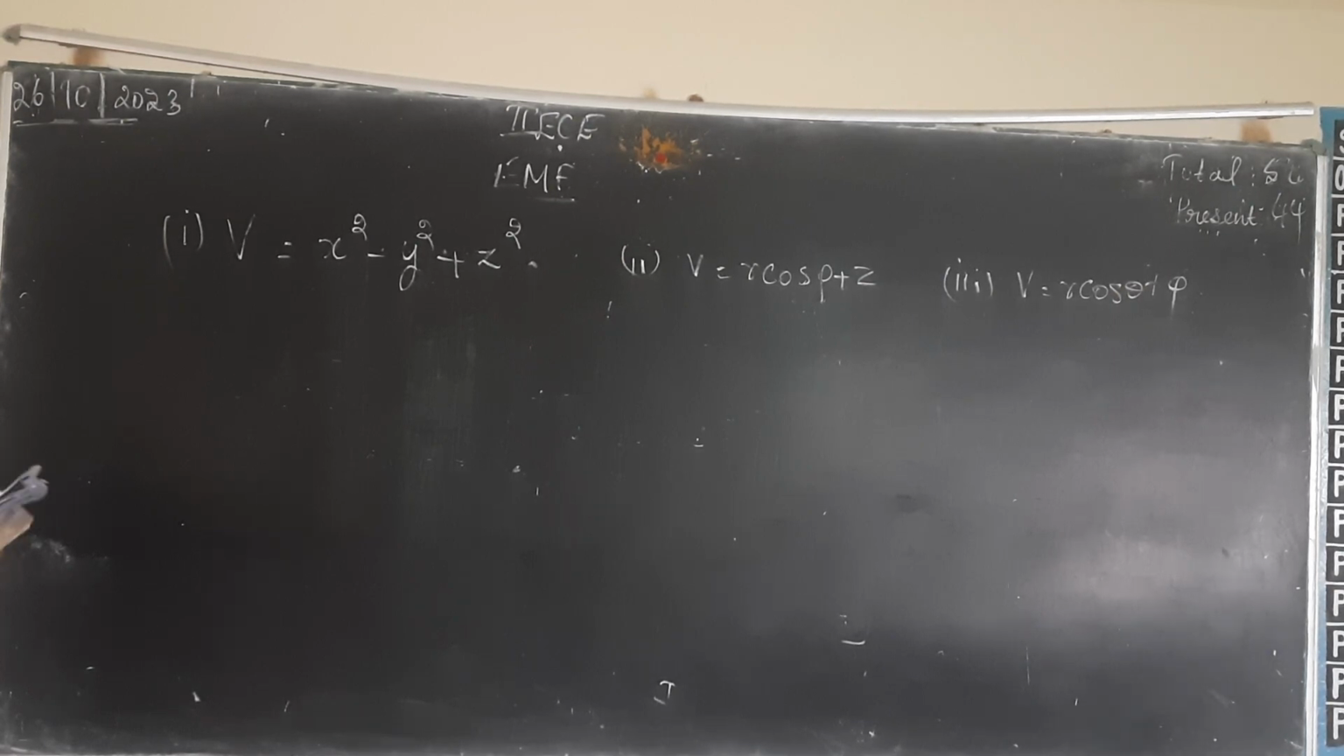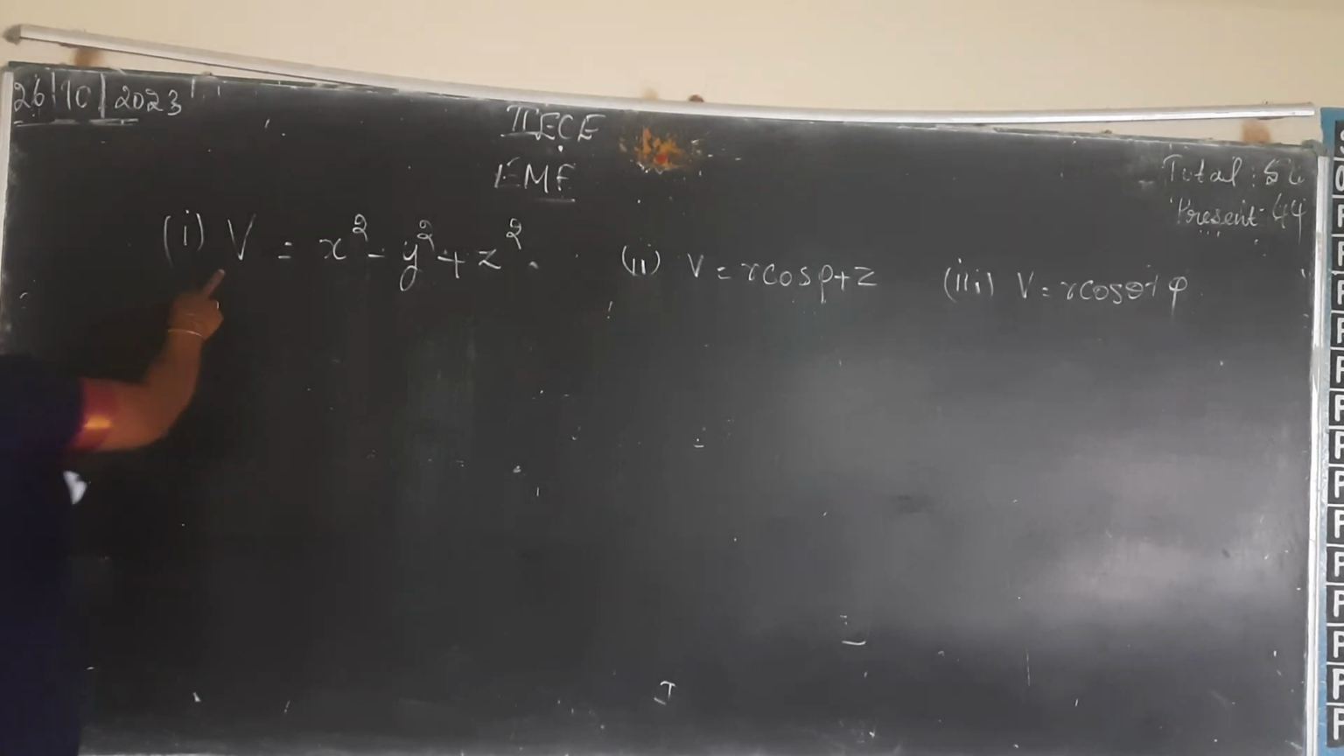We have to check whether it is satisfying Laplace equation. What I have to do is find del square V, and check whether it is equal to 0. If it is equal to 0, it is satisfying the Laplace equation. If not, it is not satisfying.